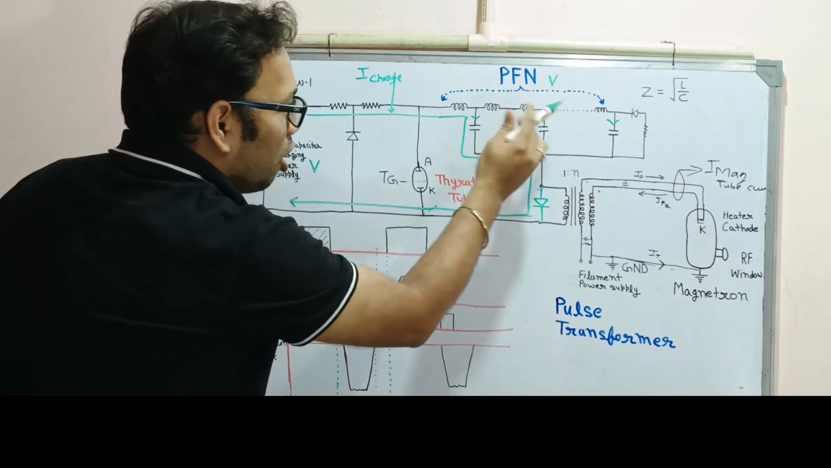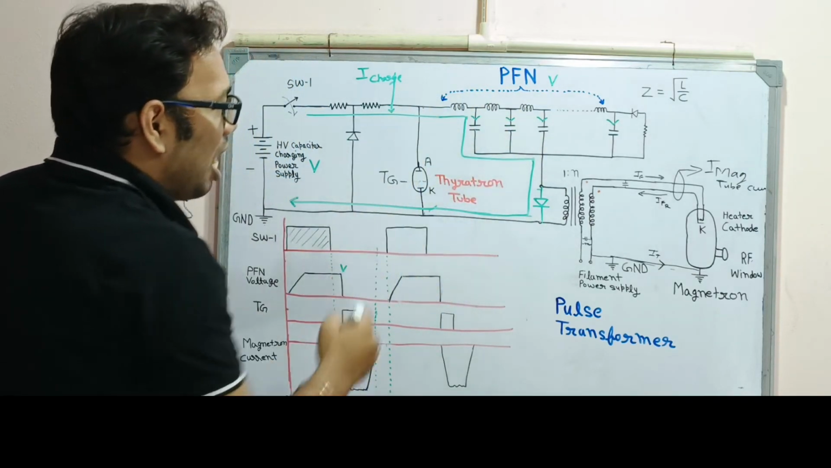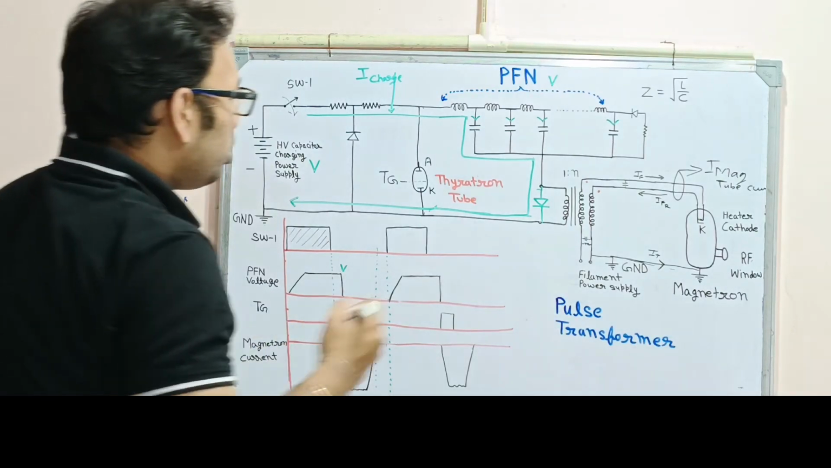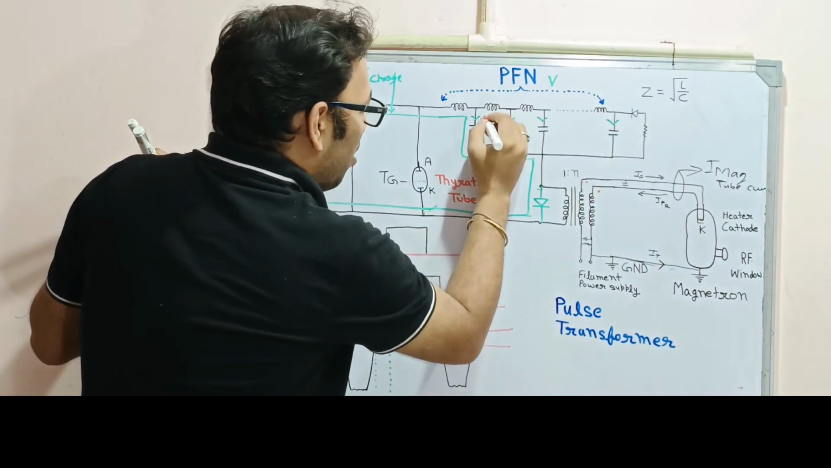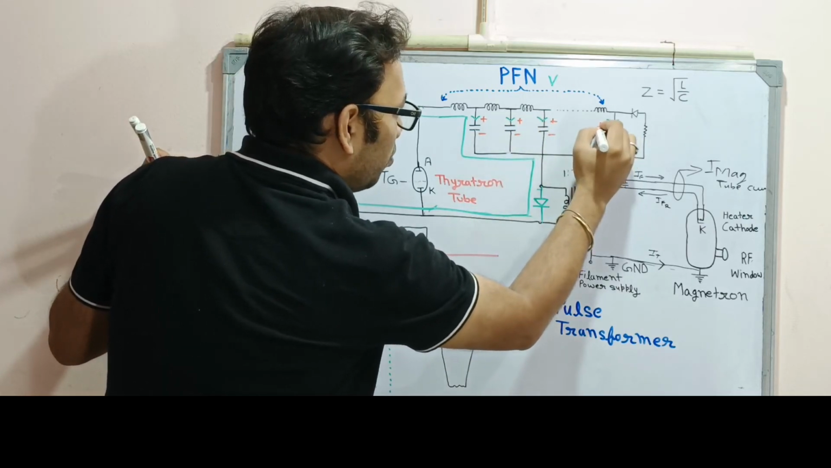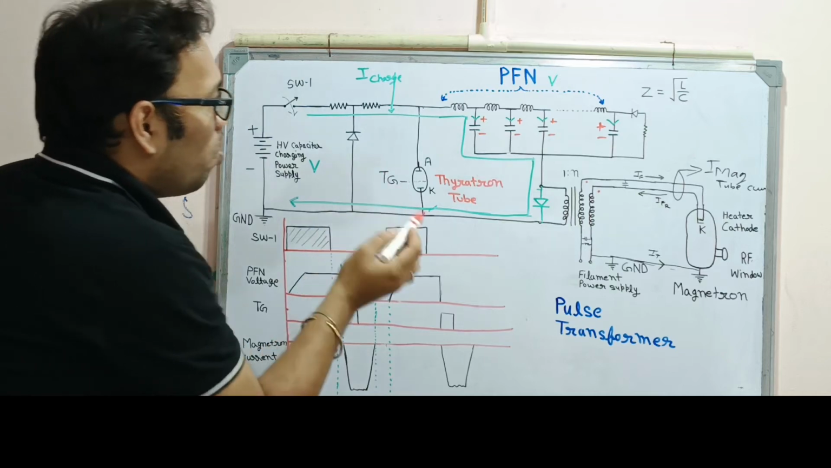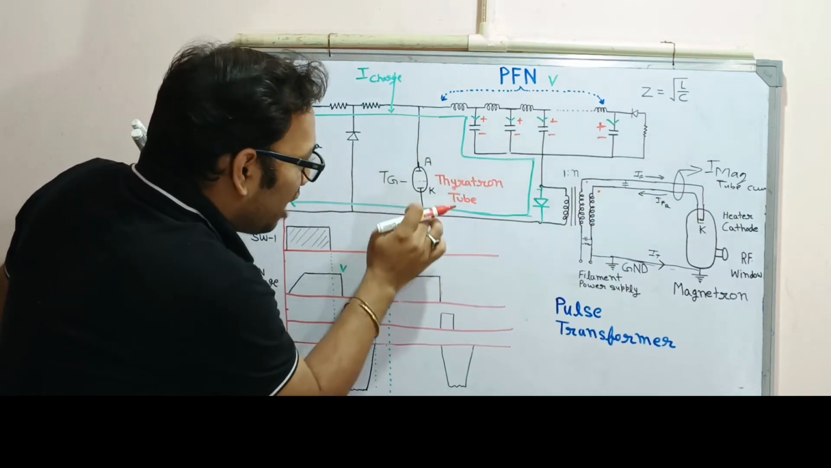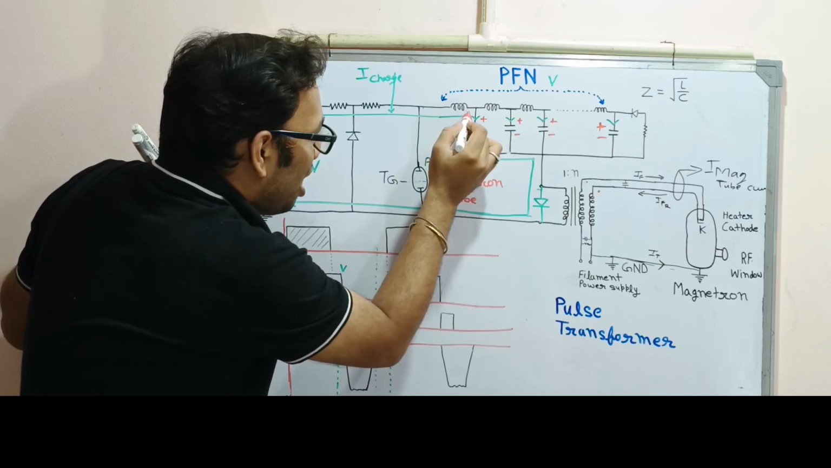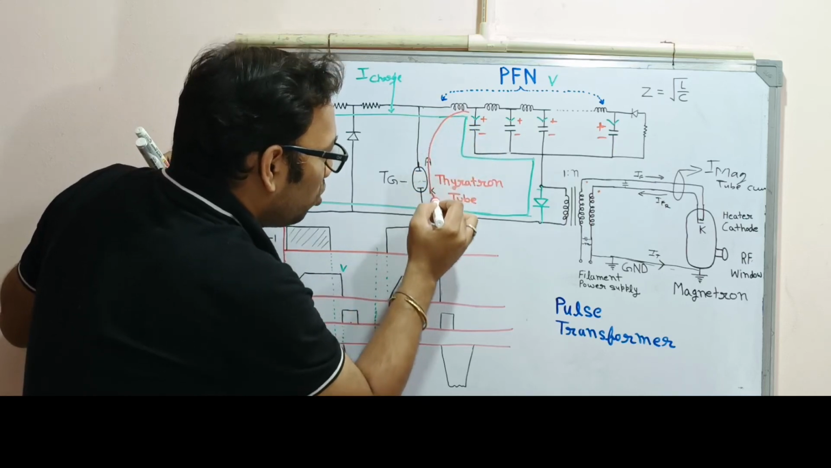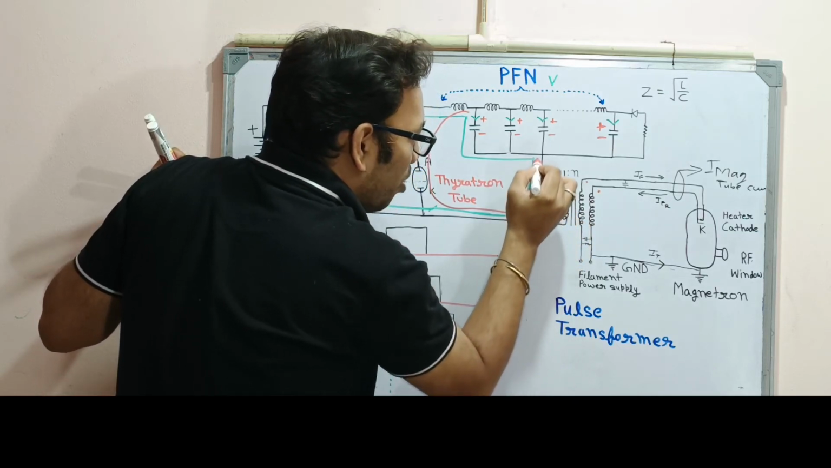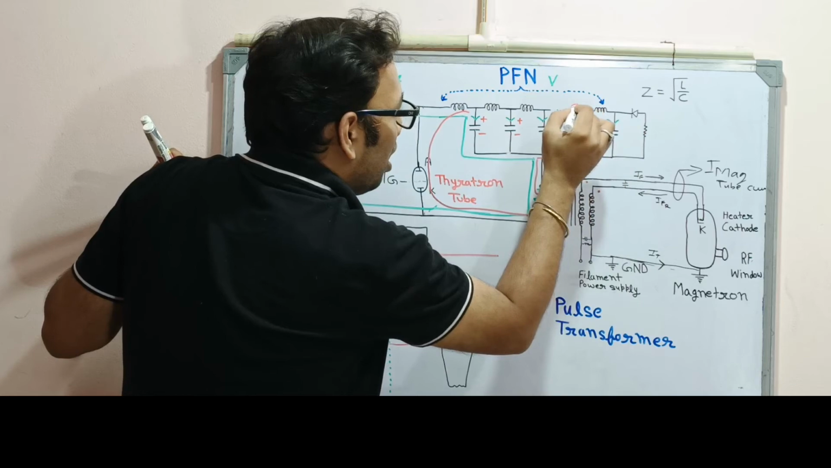Whatever the voltage is across the PFN, it will start discharging. How will the discharge happen? The PFN is charged positive, negative, positive, negative. Now because the thyratron starts conducting, current will flow from here to the pulse transformer, and return back through this and come back here.